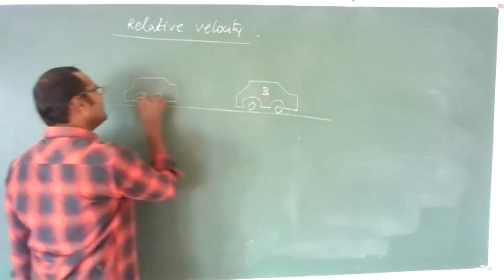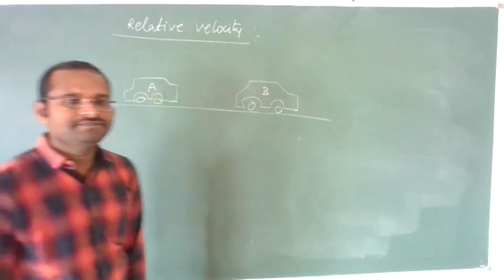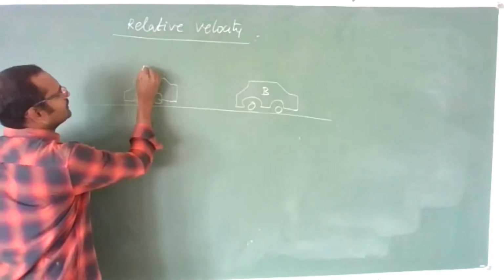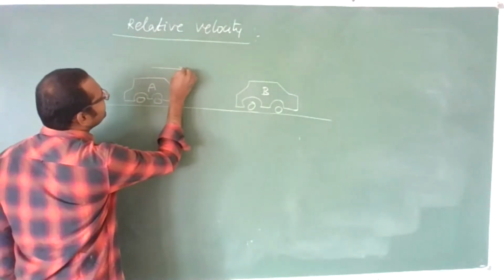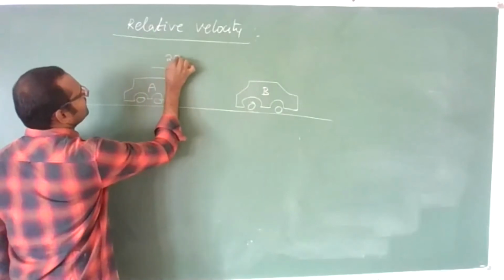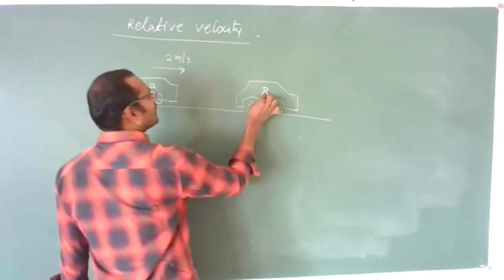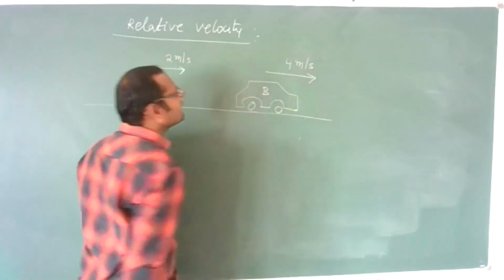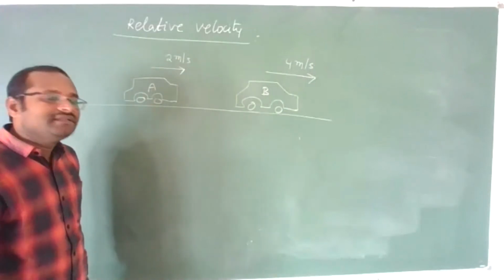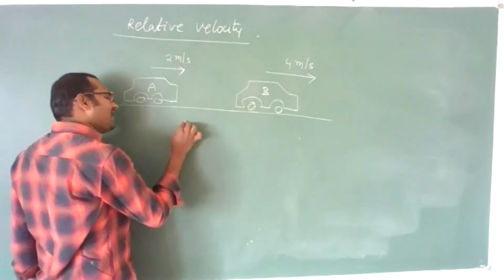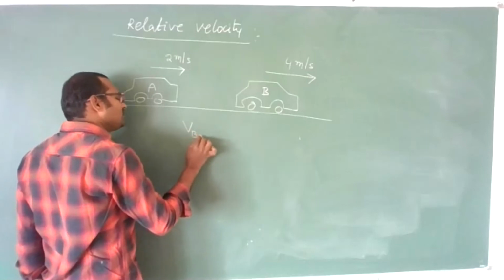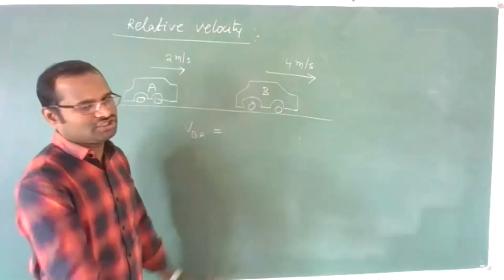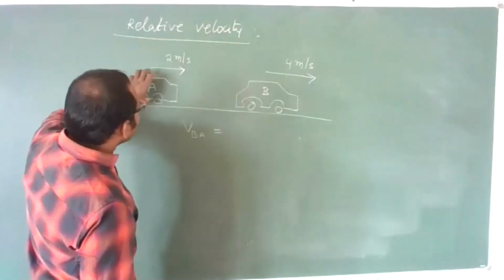Okay, this is car B, this is car A. Now, this car A is moving like this with velocity 2 meters per second, and car B is moving like this with velocity 4 meters per second. Okay, then the velocity of car B with respect to A comes out to be... I'll give you the total discussion also, but I am giving you the idea first.